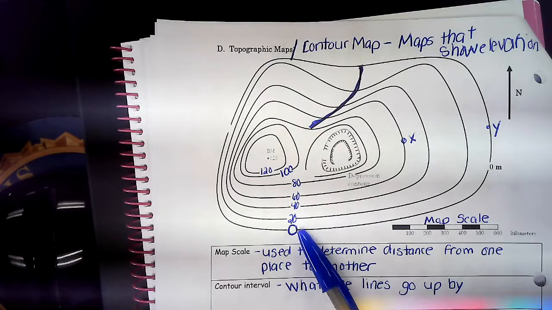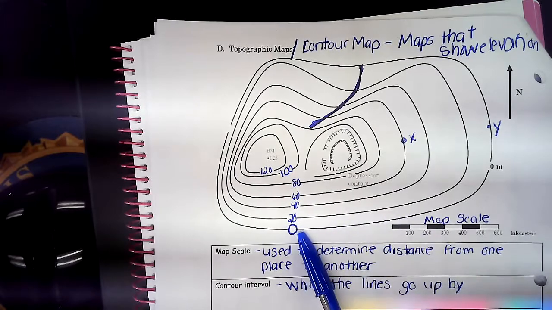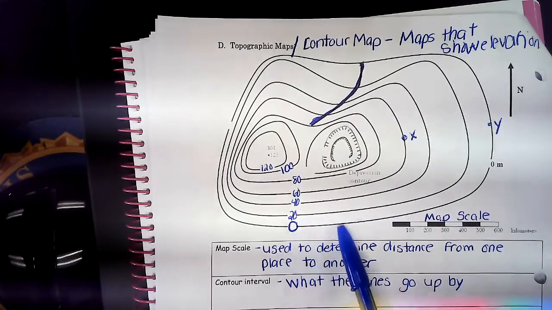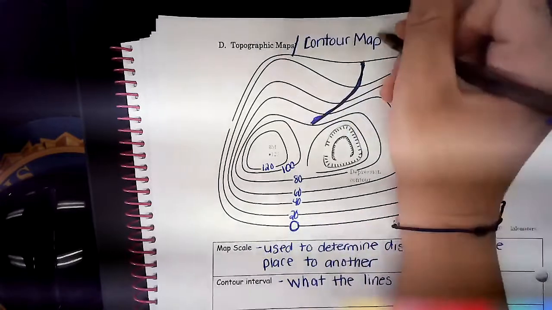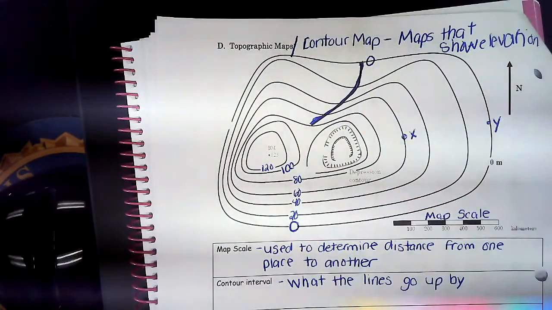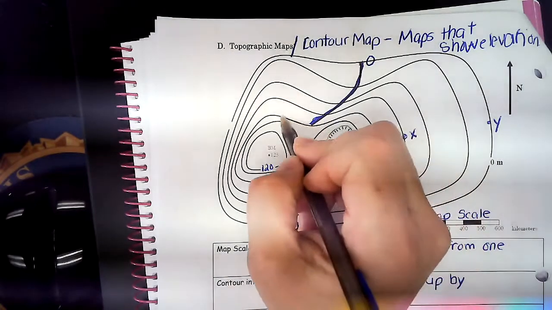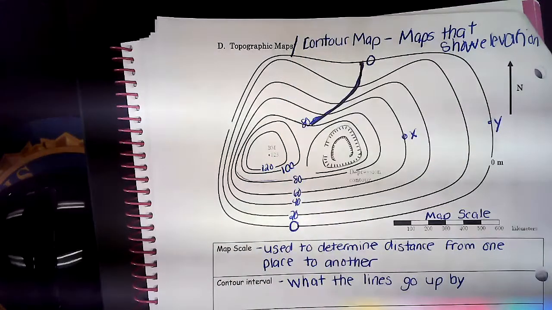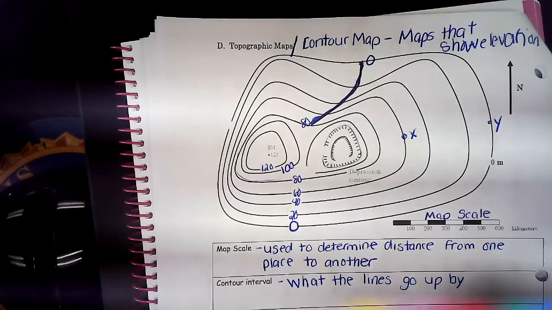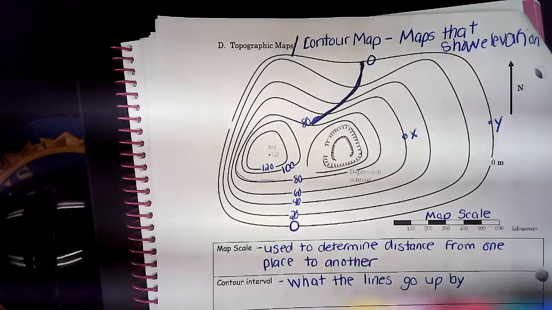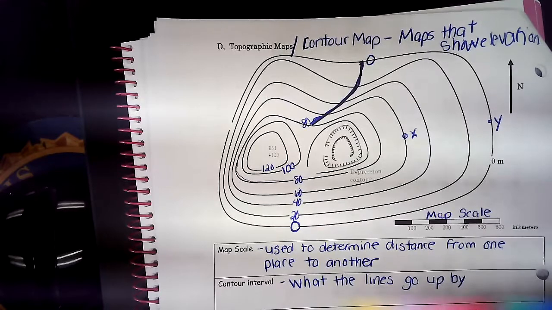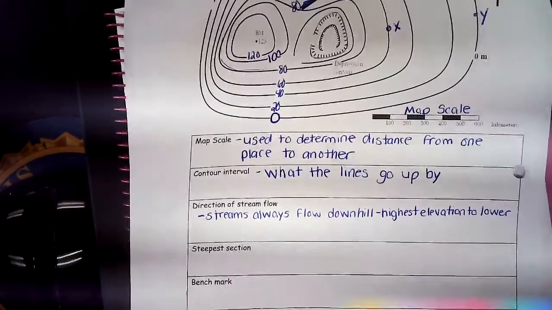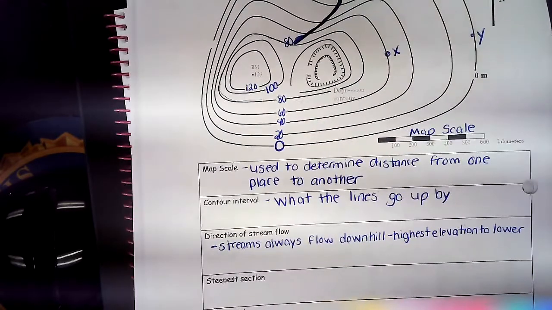What line is it on? Remember, this 0 line right here is not only 0 here, but 0 everywhere on this map. So up here is 0. This one right here, if I follow the beginning of it around, gets me to the 80. So streams always flow downhill, highest elevation to lower elevation. They always go from up high to down low.